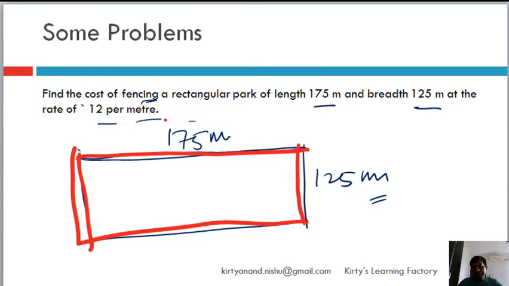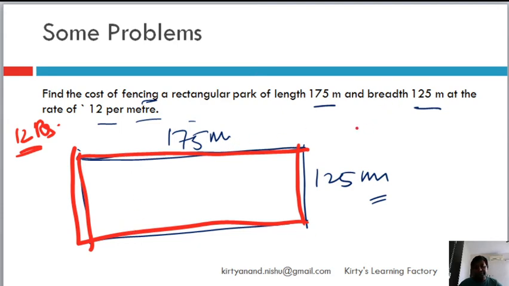At 12 per meter. So basically the cost of 1 meter of the wire or the barbed wire or the fencing material is 12 rupees. Okay, so what will be the cost of entire fencing? Nothing else is mentioned, so we will assume that whatever wire we are using, if we do one round, it is good enough. So simple, we have to find out the perimeter.